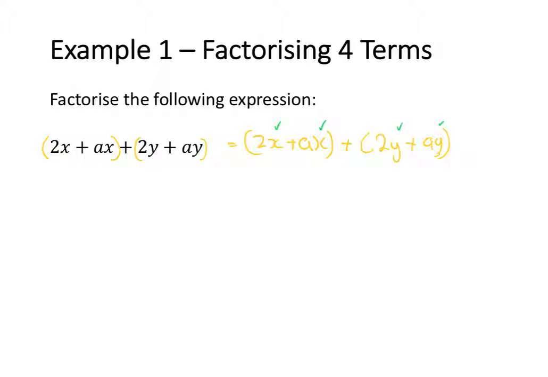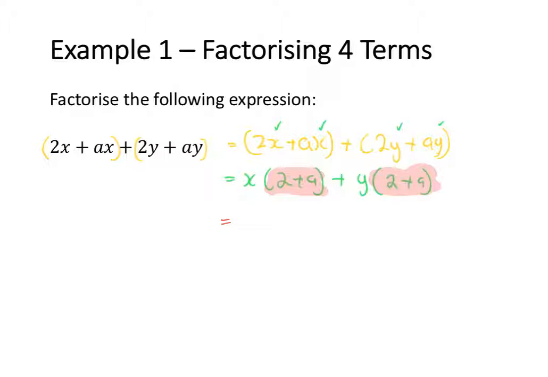So now I can move on to the third step, which is to take out a common factor from each pair. So for the first pair, I'm taking out x, and that leaves me with 2 plus a. And then second pair, I'm taking out y, and that leaves me with 2 plus a. Now at this step, you would note I've got a 2 plus a and a 2 plus a. Now this is what I want to get to be able to write in factorised form.